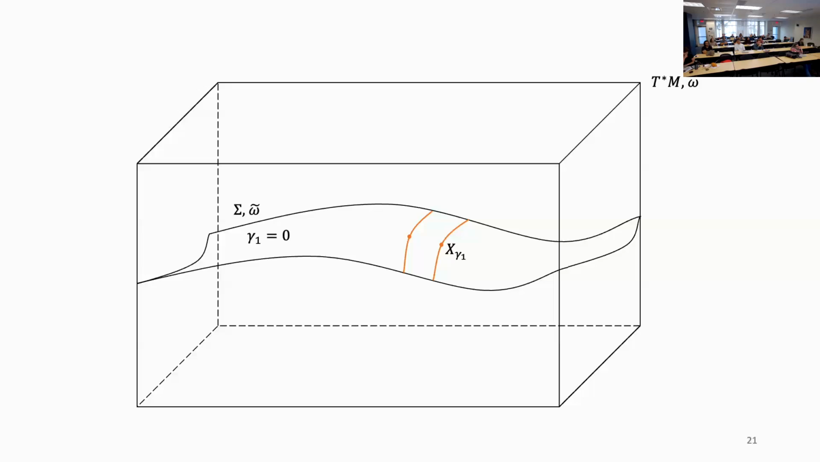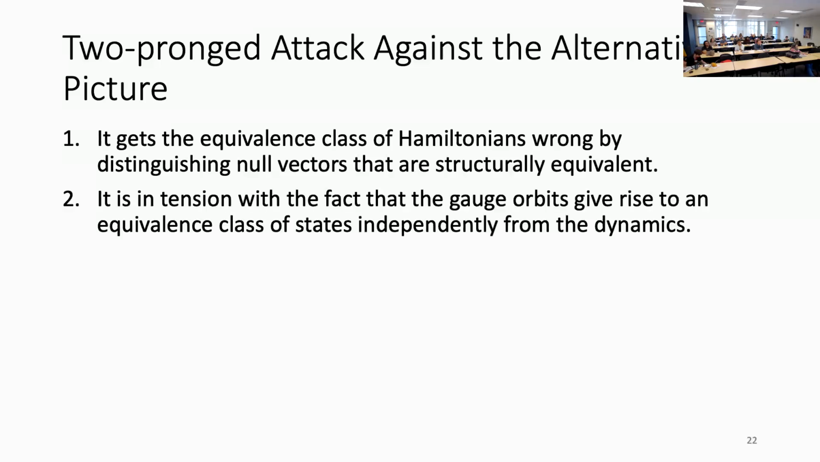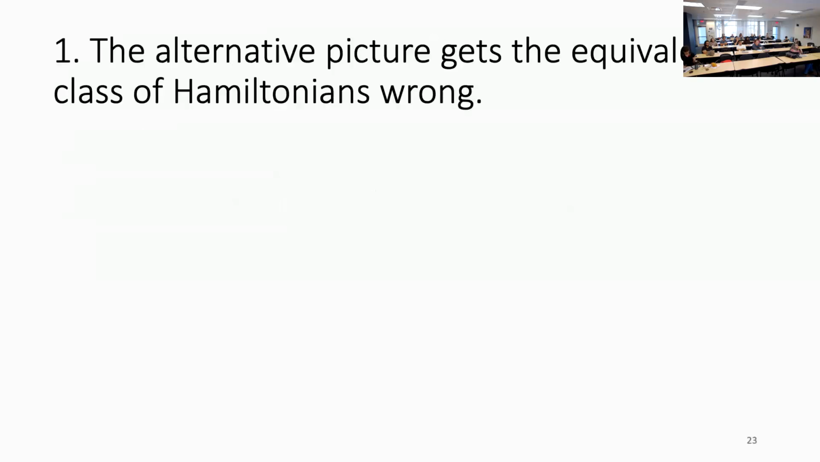So using this geometric framework, I'm going to give a two-pronged attack against this alternative picture of gauge transformations and give what I think is the right picture of what's going on here. The first attack is that it gets the equivalence class of Hamiltonians wrong by distinguishing null vectors that, at least geometrically, seem to be structurally equivalent. And second, this alternative picture is in tension with the fact that there's a natural sense in which the gauge orbits give rise to an equivalence class of states independently of even thinking about the dynamics. What that means is that this alternative picture has to reconcile the fact that, under their picture, the dynamics can distinguish states along a gauge orbit, even though the structure of the constraint surface cannot distinguish these states.